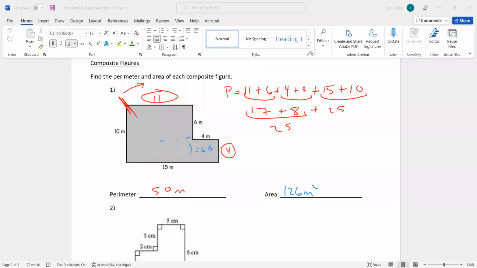Okay. Let me show you a third way. Some people do like this way better. Make it a full box. The area of the full box is 10 times 15. And then subtract, take out this box, which is 4 by 6. So that's 150 minus 24, which you probably guessed is 126. Okay. That's a pretty basic composite shape.